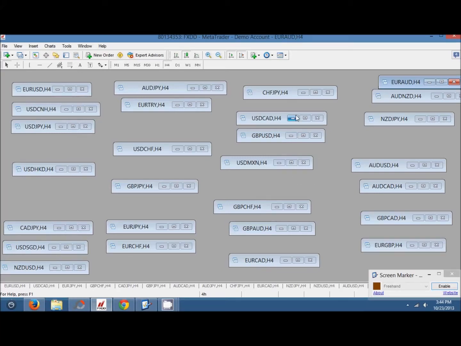In today's currency spotlight, we're going to be taking a look at two currency pairs on the 4-hour chart. The first currency pair we're going to be looking at is the Australian dollar, New Zealand dollar.